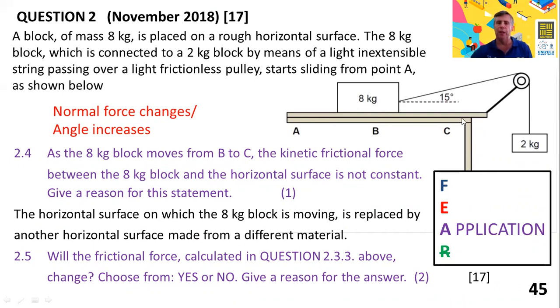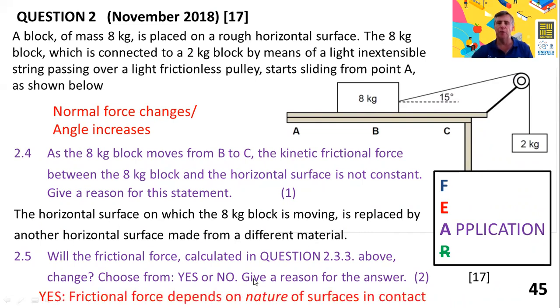They say if you replace the tabletop, the horizontal surface, with another surface from a different material, will the frictional force change? And the answer is definitely yes, because the frictional force depends on the nature of the surfaces in contact. So in 2.4, the normal force changes. In 2.5, mu, the coefficient of friction, changes, because it depends on the nature of the surfaces.